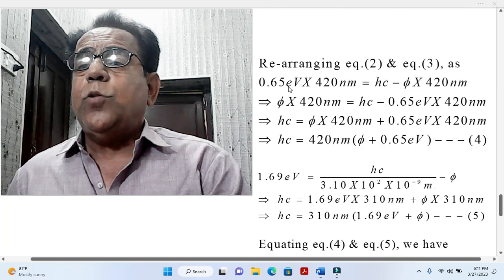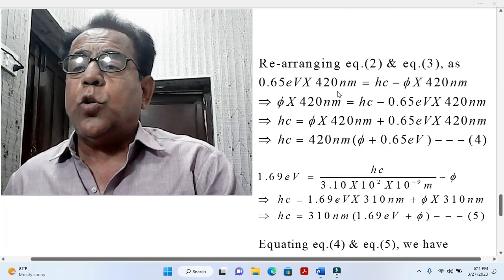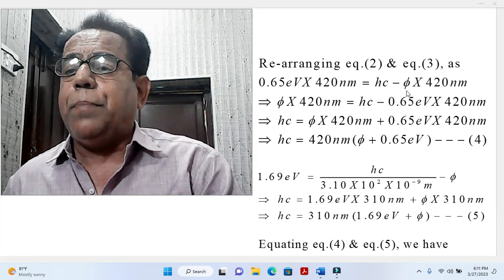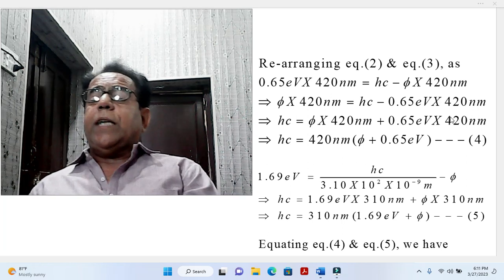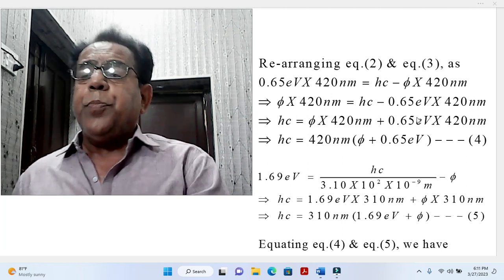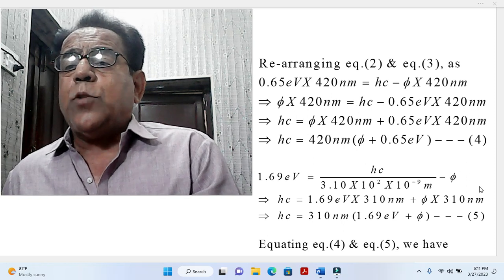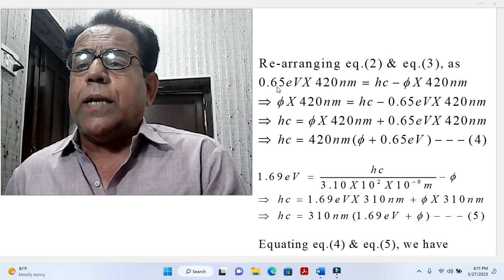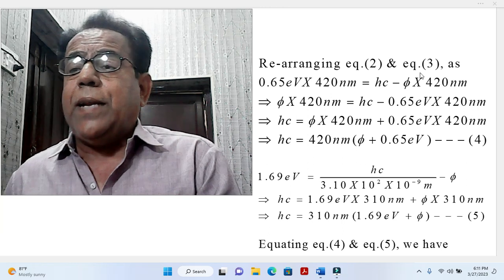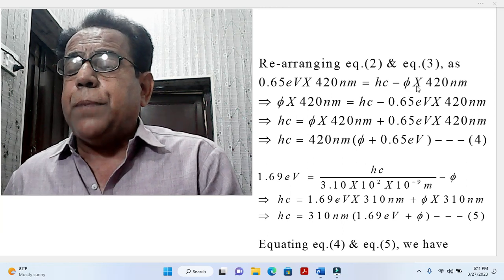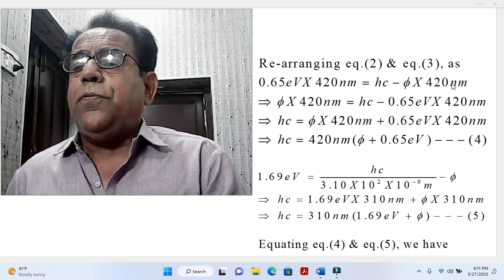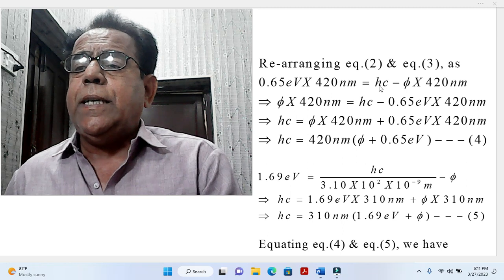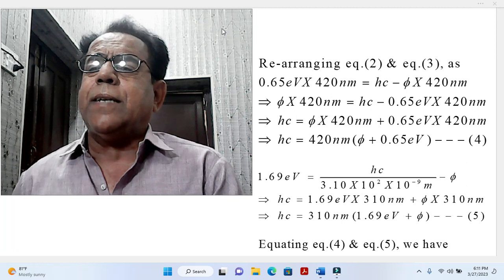Okay, 0.65 electron volt into 420 nanometer is equal to Hc minus 5 into 420 nanometer. That is to say, 420 nanometer was in the denominator, and now 420 nanometer has also been multiplied with the stopping potential, as well as with the work function. While this 420 nanometer was originally below this Hc. So this is just a rearrangement, nothing else.